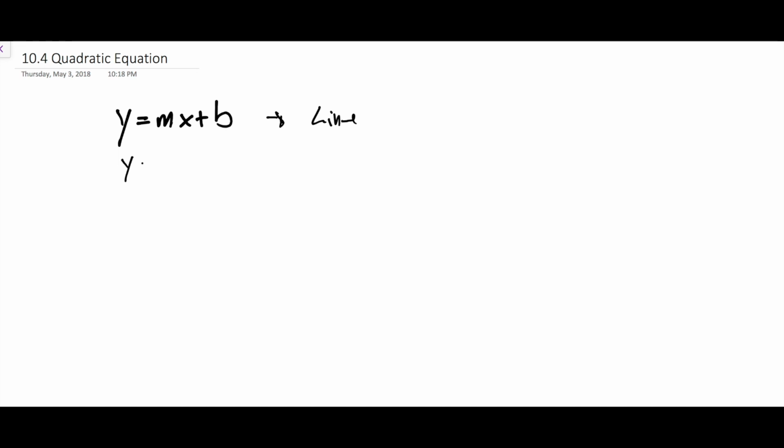So if you have y is equal to 3x plus 2, you graph that, you go up to the y-intercept, you get some sort of line. What makes a quadratic equation is that the highest power is 2. Here, what's the highest power on the x? The highest power is this invisible 1 right there.